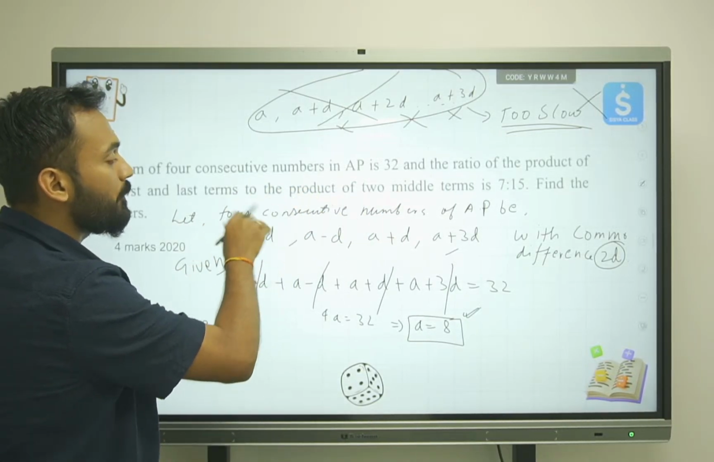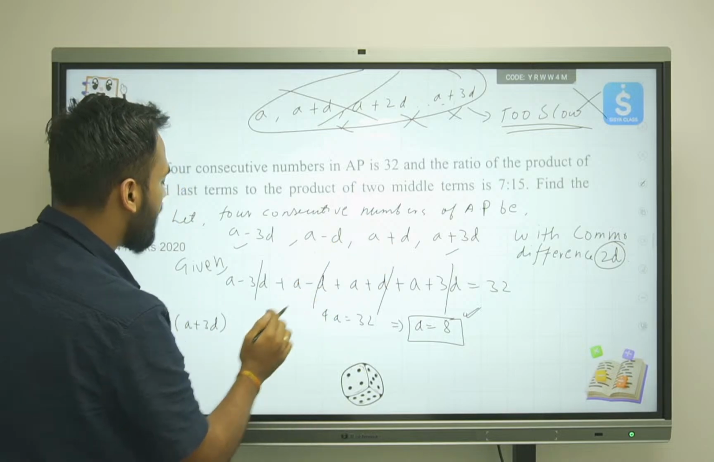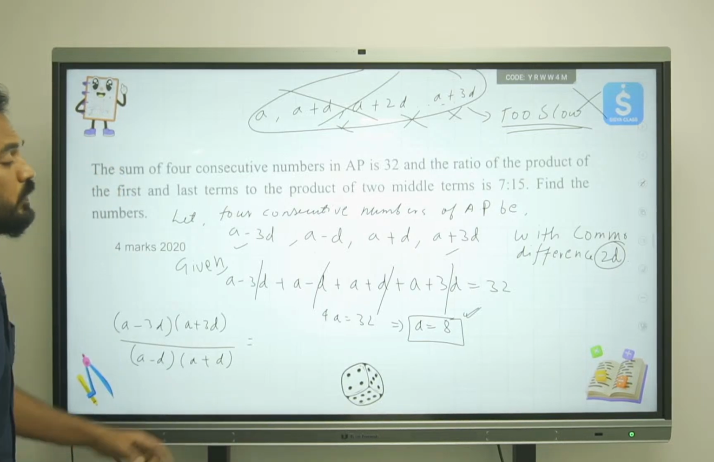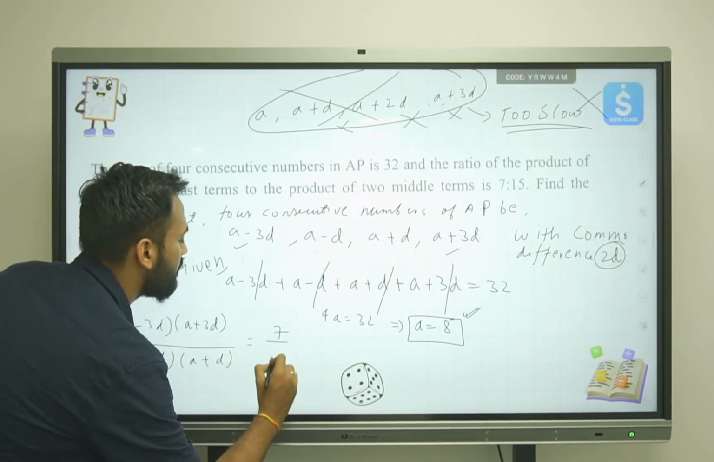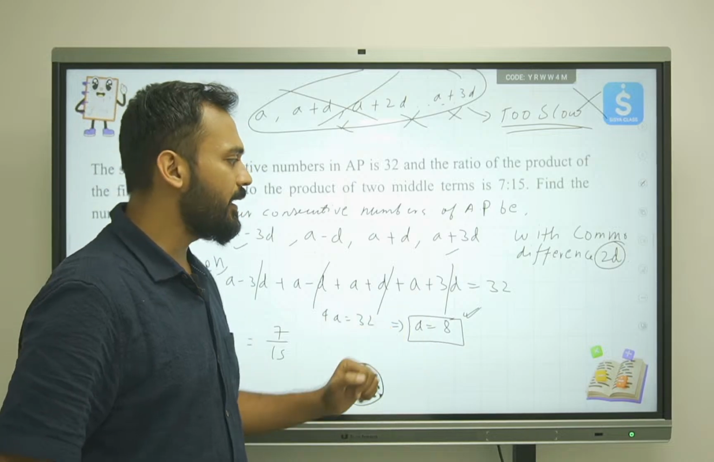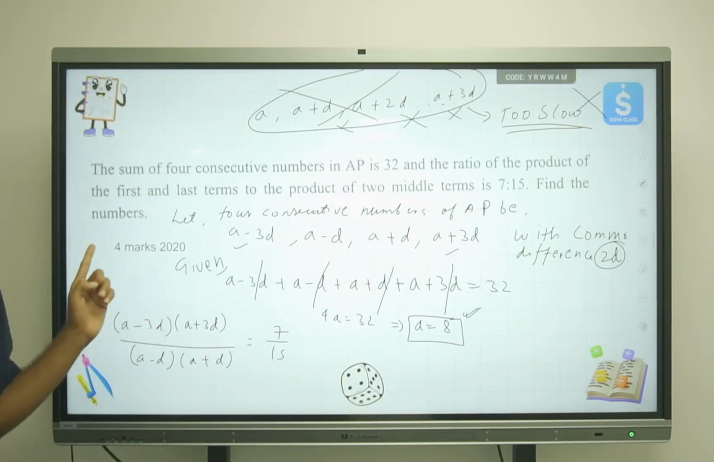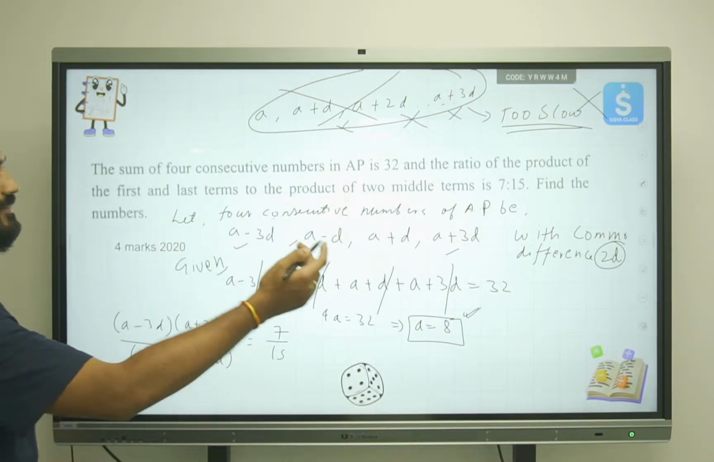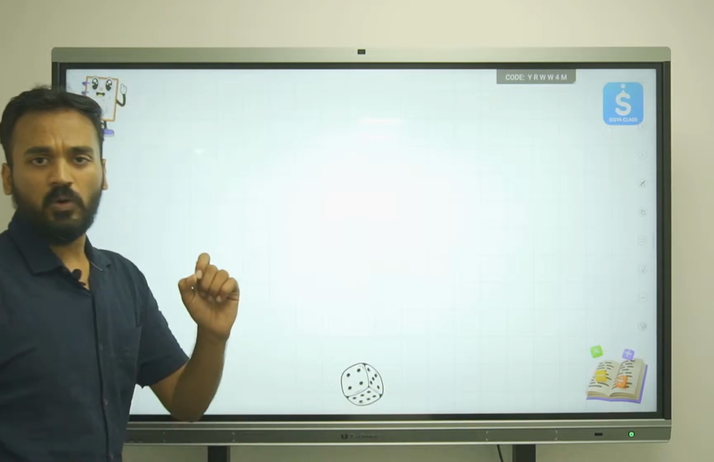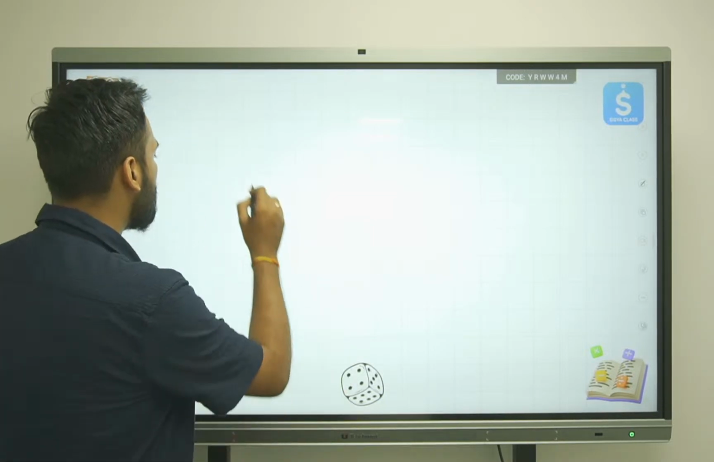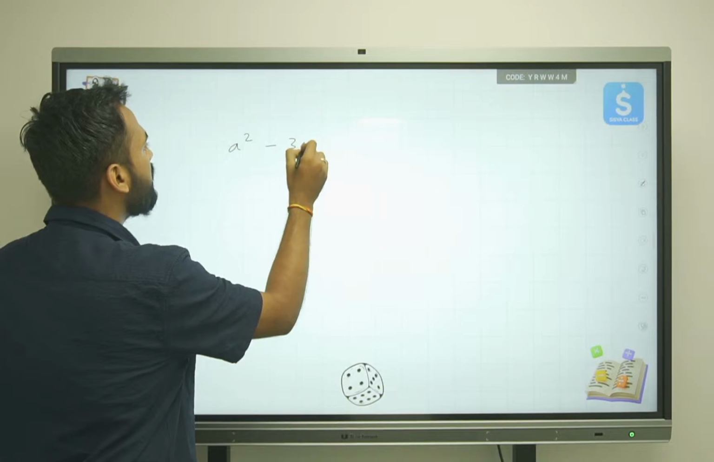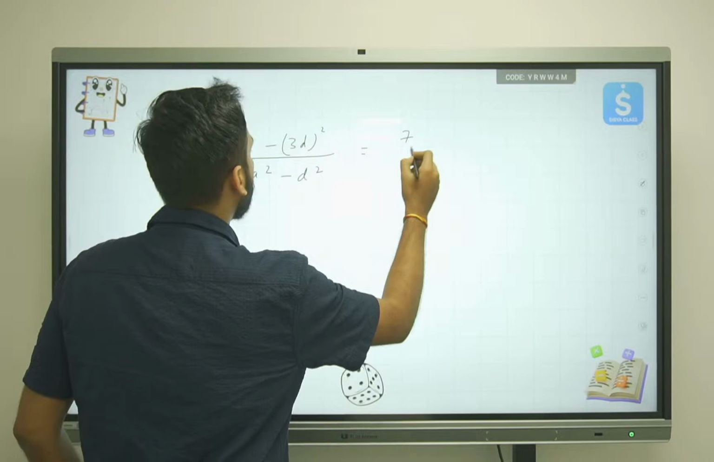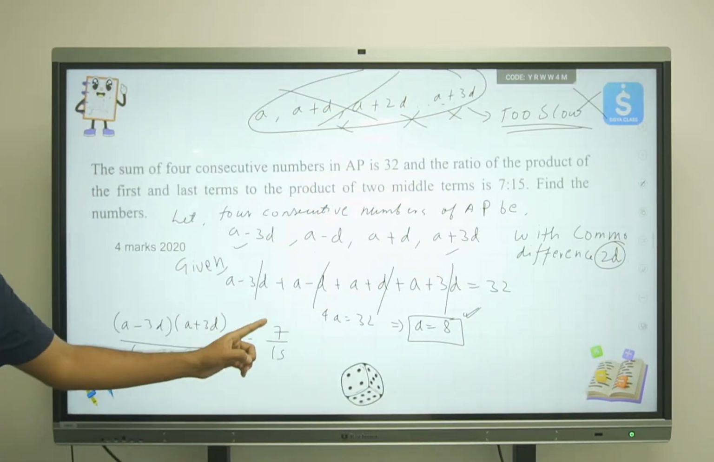And the product of the 2 middle terms. Middle terms are A minus D and A plus D. The ratio is 7:15, that is, 7 by 15. A we have already identified to be 8. We'll substitute that value over here as well to find the value of D. But let's first simplify this expression. You all know A minus B times A plus B is A square minus B square. We'll be using the same. A square minus 9D square upon A square minus D square is equal to 7 upon 15.